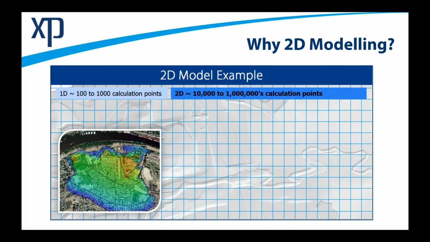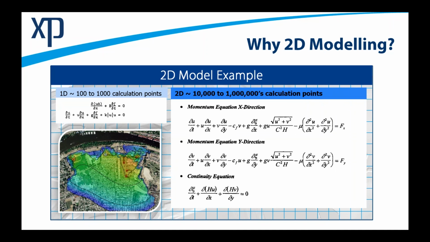Now, in terms of accuracy, there are also some things to take into consideration regarding the equations that underpin the actual solution schemes. So on the left-hand side here, there's a brief presentation of the 1D equations. On the right-hand side, we've got the 2D equations for the XP engine. You'll see that there's more terms in the 2D solution scheme. So in particular, we've got items in there for, say, the Coriolis effect or eddy viscosity.